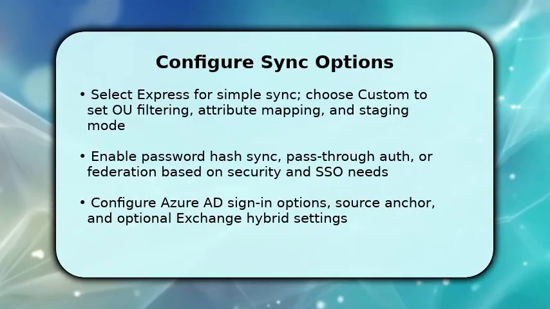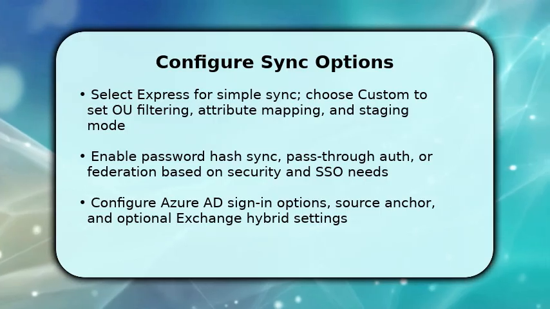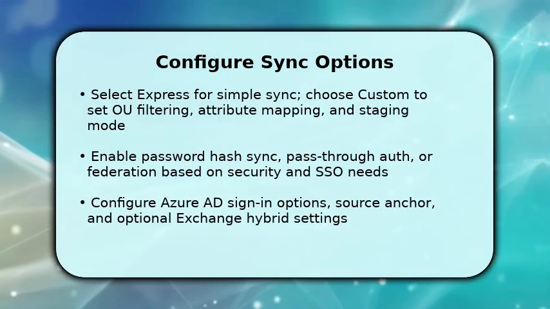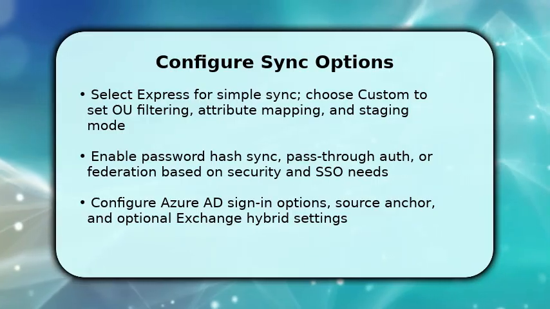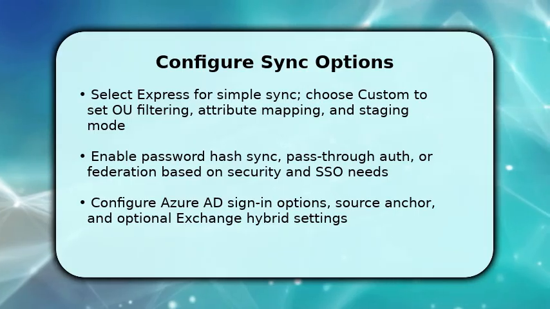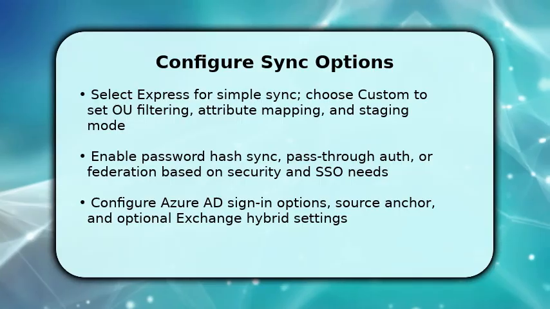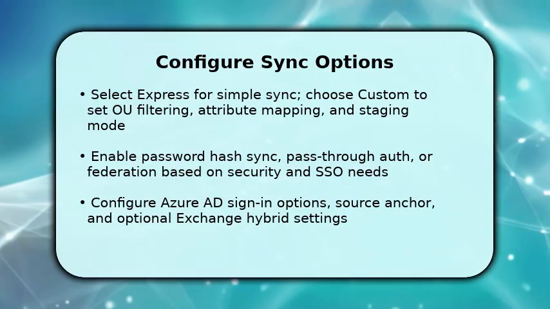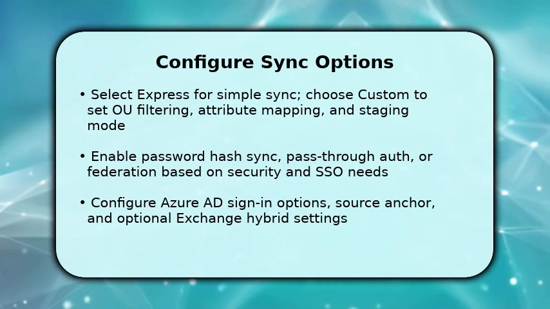You now configure sync options in the wizard, focusing on the how and why. Choose Custom to control OU filtering, attribute mapping, and staging mode when you need granular control. Use Express when time is short. Decide between password hash sync, pass-through authentication, or apps federation based on your security and single sign-on requirements. Make sure to set the correct source anchor and attribute mappings to avoid duplicate objects.